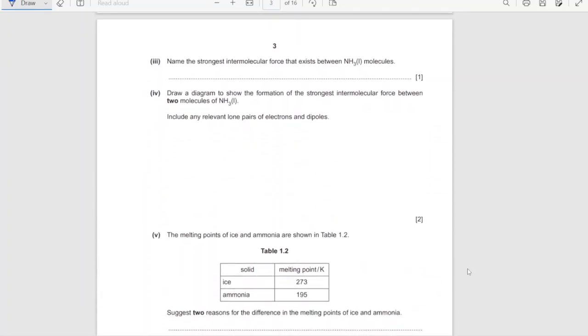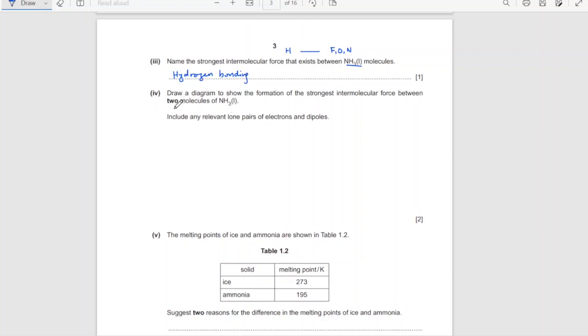So it says name the strongest intermolecular force that exists in NH3 molecules. And that happens to be hydrogen bonding. The reason is that you have a hydrogen atom that is bonded to one of the three most electronegative elements. We have fluorine, oxygen, and nitrogen. So if hydrogen is bonded to either of these, then you're going to have hydrogen bonding. NH3 contains nitrogen, so that's what's going to happen over here.